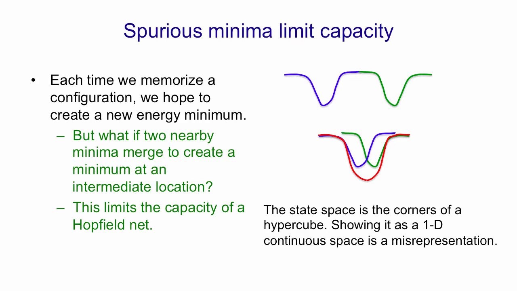One thing I should mention is this picture is a big misrepresentation. The states of a Hopfield net are really the corners of a hypercube, and it's not very good to show the corners of a hypercube as if they were a continuous one-dimensional horizontal space.